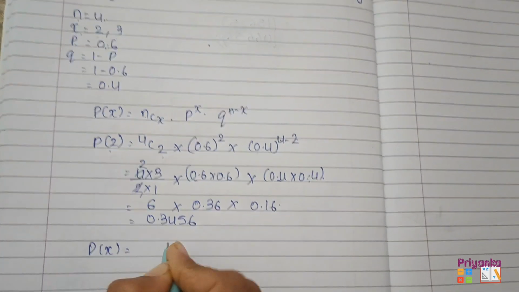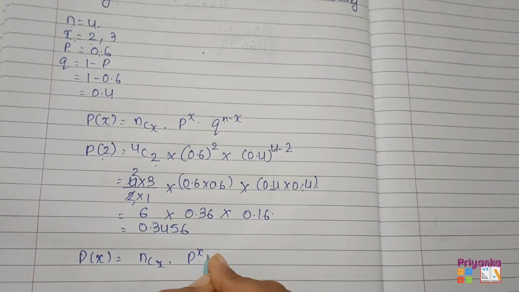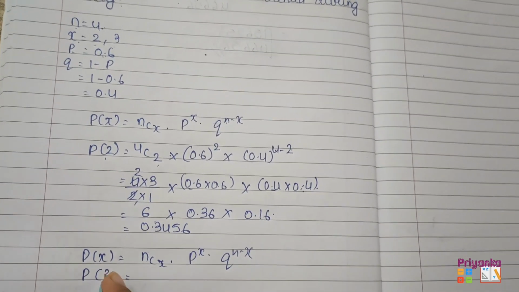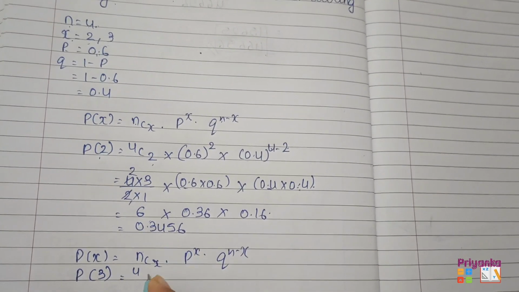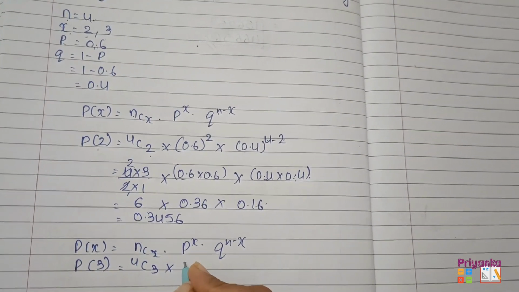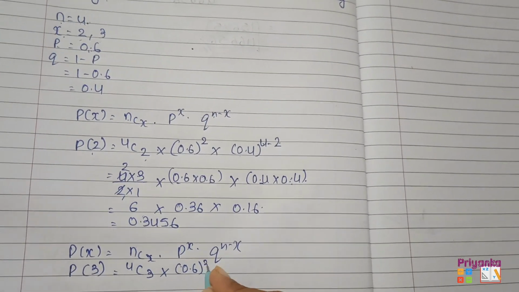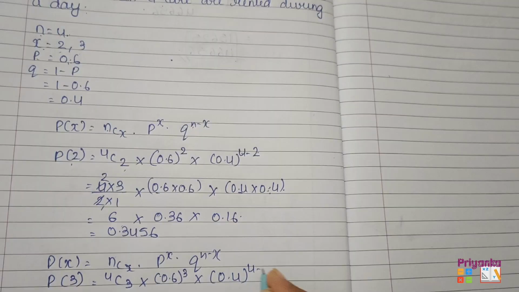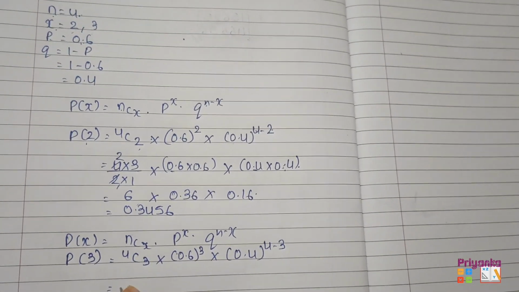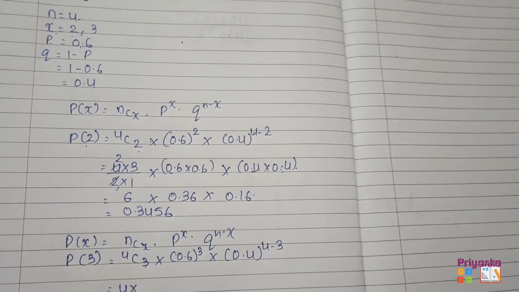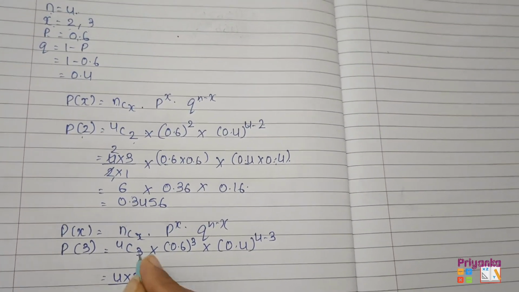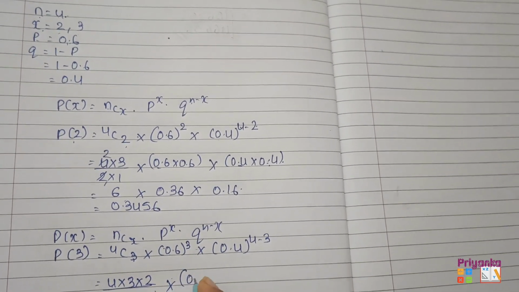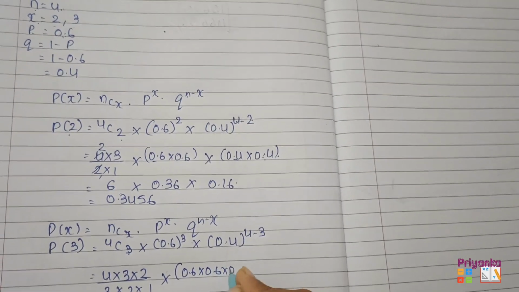So next again we'll solve. This time x value will be 3. So here n is 4, 4C3 into p value 0.6 raised to 3 into 0.4 raised to n value 4 minus 3. Now let's break this down. For 4C3, 3 digits going backwards, 4 3 2 over 3 2 1 multiplied. This is a cube, so 0.6 into 0.6 into 0.6, 3 times.